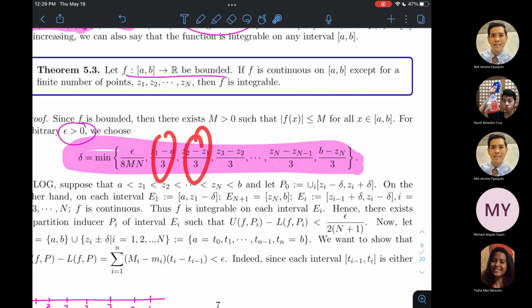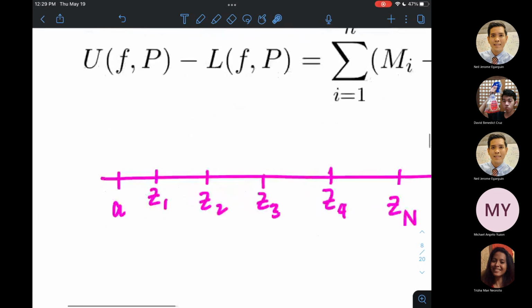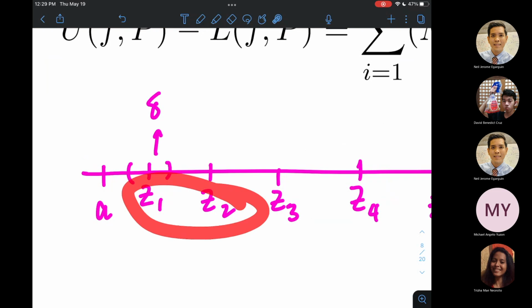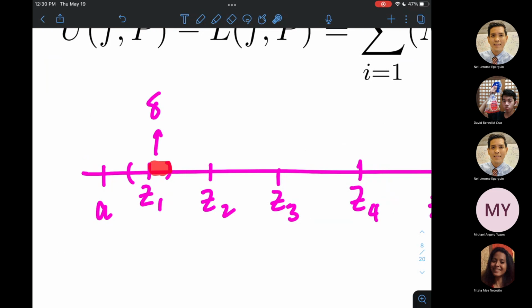The very idea of including this in the battle for the choice for delta ay para ma-ensure na magkakaroon ako ng mga sub-intervals na hindi magko-contain ng more than one point of discontinuity, and makakabuo ako ng mga subintervals na walang point of discontinuity. Okay? Because with this choice of delta, sure ako na si c sub 1, wala nang ibang point of discontinuity dun sa delta neighborhood ni c sub 1. Kasi nga, ito si delta. Si delta dapat ay hindi lalampas ng (c2 minus c1) all over 3. So itong distance na to, hindi siya lalampas ng 1/3 nung distance sa pagitan nitong dalawa. So sure ako, nakukulong ko yung bawat point of discontinuity sa isang open interval.